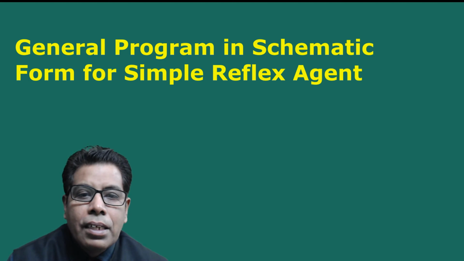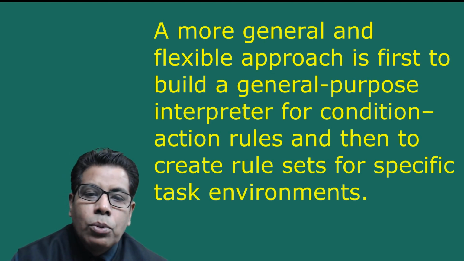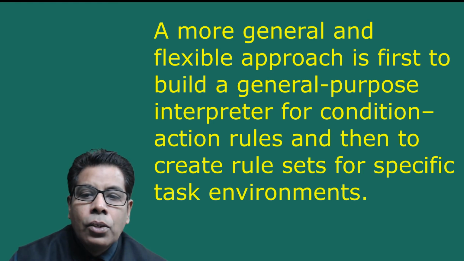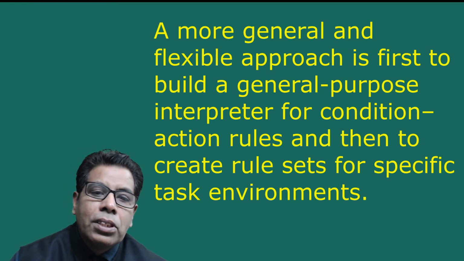The program in this figure is specific to one particular vacuum environment. Then let us go to the general program in schematic form for the simple reflex agent. A more general and flexible approach is first to build a general purpose interpreter for condition action rules, and then to create rule sets for specific task environments. Now figure 3 shows the structure of this general program in schematic form, showing how the condition action rules allow the agent to make the connection from percept to action.